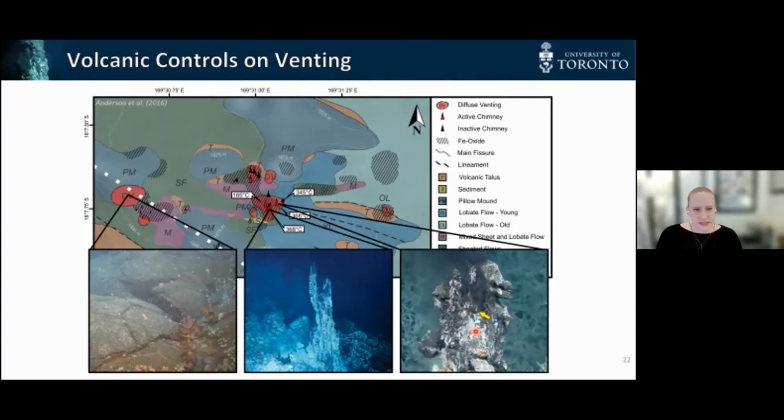The really interesting thing is that if we look at where these chimneys are forming, where we have this focused venting, it's right at the transition between pillow mounds and other lava flows.